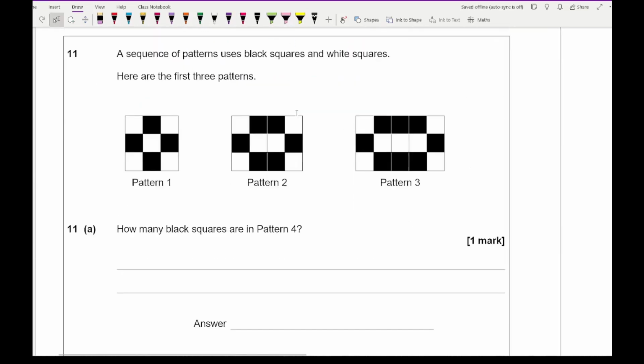Moving on to question 11, it says that a sequence of patterns uses black squares and white squares. Here is the first 3 patterns. How many black squares will there be in pattern 4? Well, if we start by just writing B, then here I can see I've got 4, then I've got 6, and then I've got 8. So you can see that the difference in the black squares is increasing by 2. So therefore the next pattern is going to be 8 plus 2, which is 10.